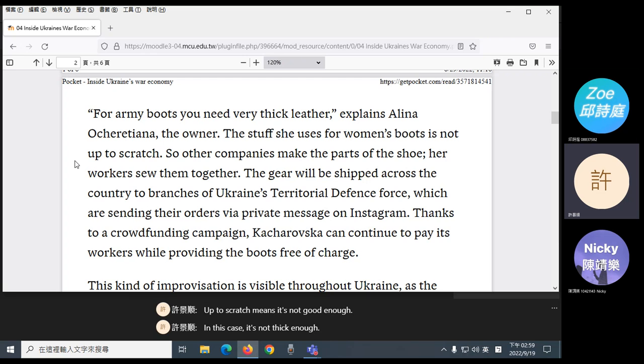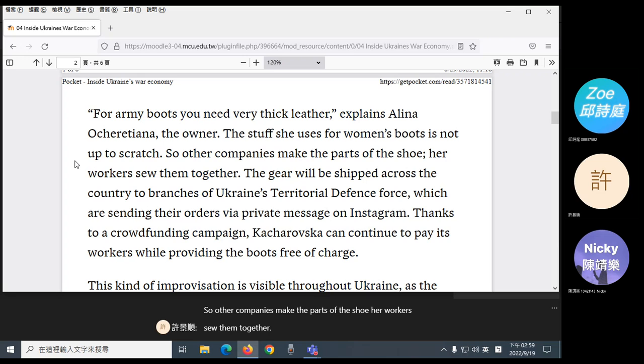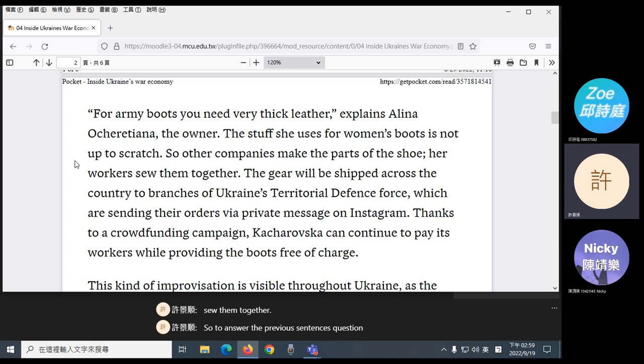So other companies make the parts of the shoe. Her workers sew them together. So to answer the previous sentence's question, why do these companies work together? Because each individual company cannot make the soldiers' boots. They have to work together in order to make them. And how do they work together? Other companies make the parts, and this company puts the parts together.